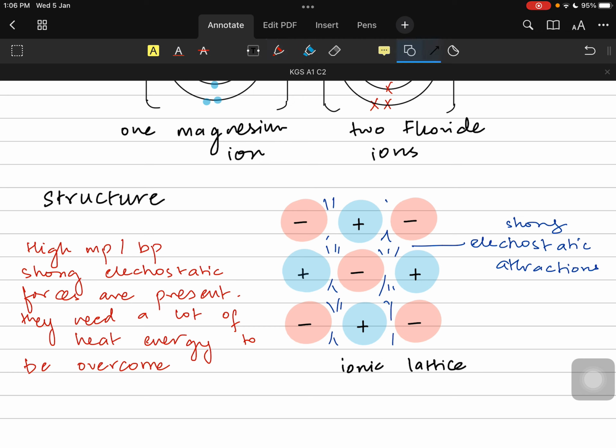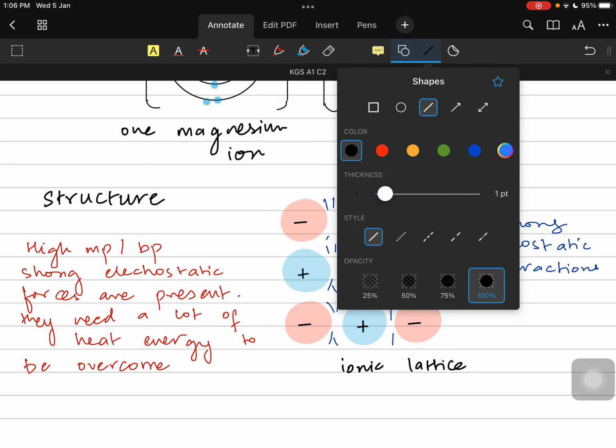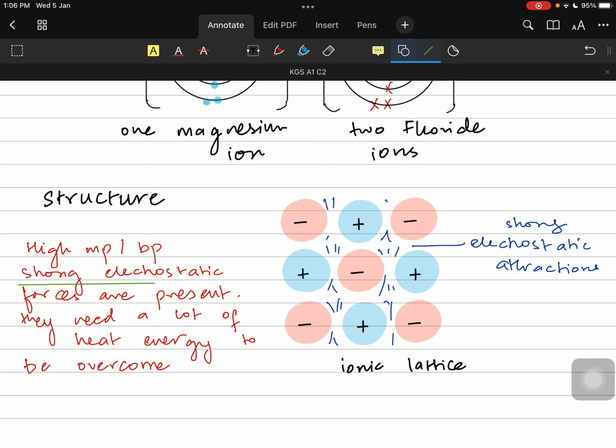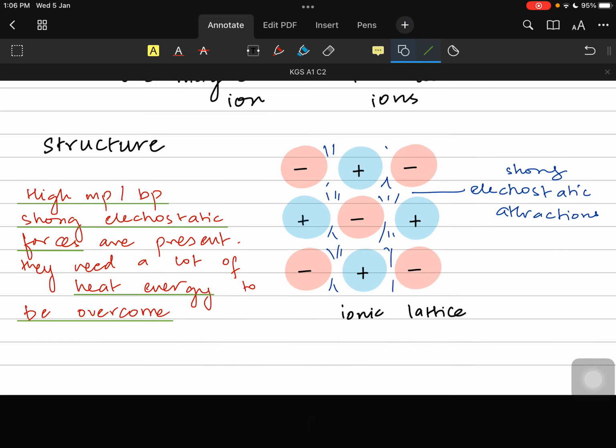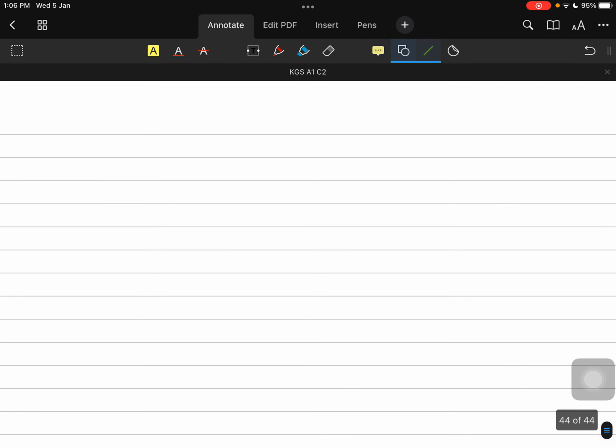So the point is that when you talk about the forces of attraction between them, these are strong electrostatic forces of attraction. They need a lot of heat energy to be overcome. And this is the whole point, that is why they have high melting and boiling points. Ionic compounds do not have low melting points, they have really high melting points.